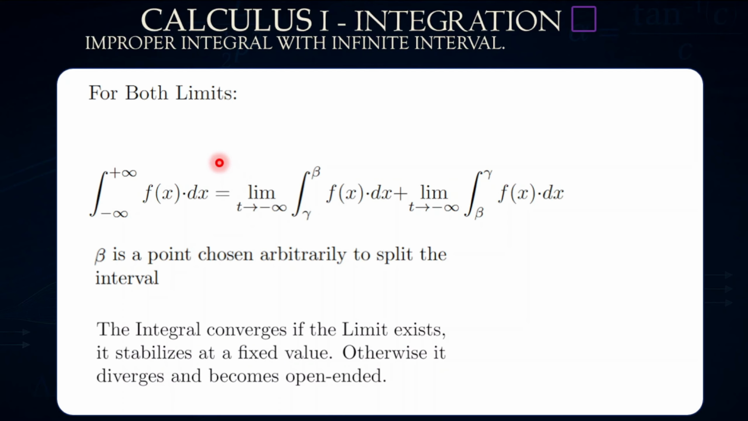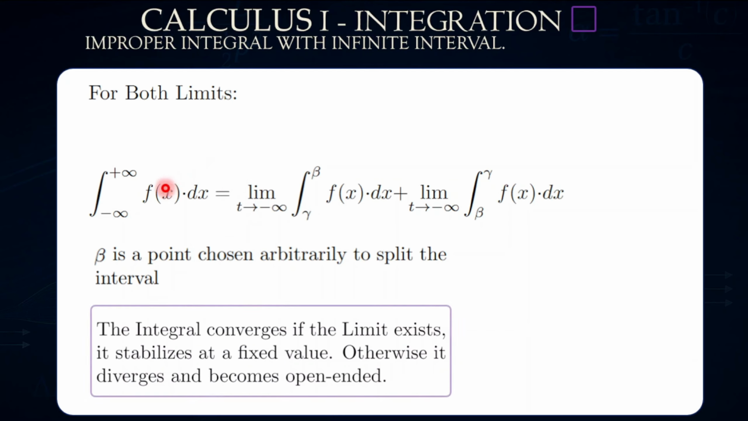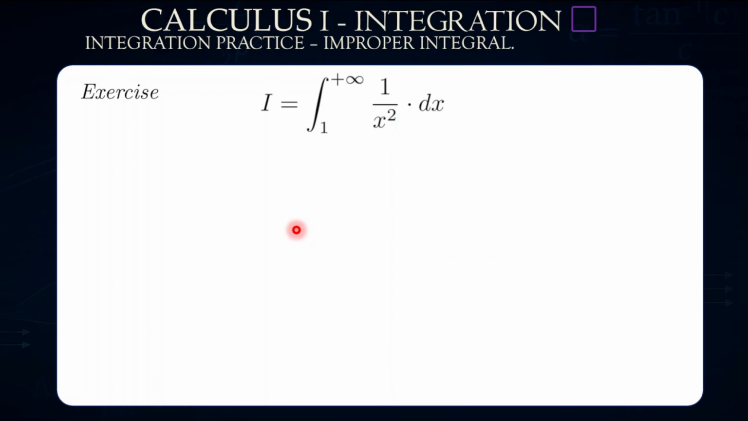Now for both limits, the integral from minus infinity to plus infinity of f(x) dx is equal to the limit for t going to minus infinity of the integral between t and beta of f(x) dx plus the limit for t going to plus infinity of the integral from beta to t of f(x) dx, where beta is a point chosen arbitrarily to split the interval. Okay, the integral converges if the limit exists, if it stabilizes at a fixed value, otherwise it diverges and becomes open-ended. Now let's do an exercise.